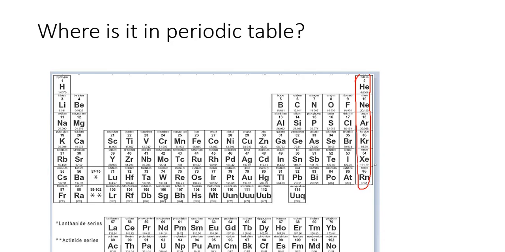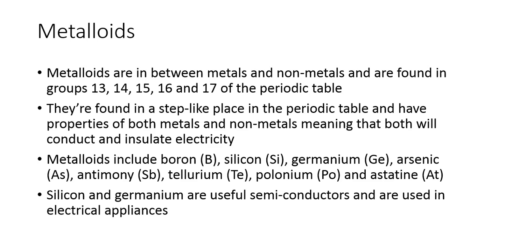So I'll go back, just basic. Metalloids are elements which have properties in between metals and non-metals, so they both conduct and insulate electricity. They are found in groups 13, 14, 15, 16 and 17 of the periodic table. They include boron, silicon, germanium, arsenic, antimony, beryllium, polonium, and astatine. Silicon and germanium are used for semiconductors in electrical appliances.